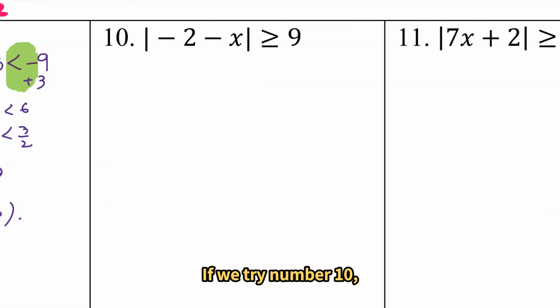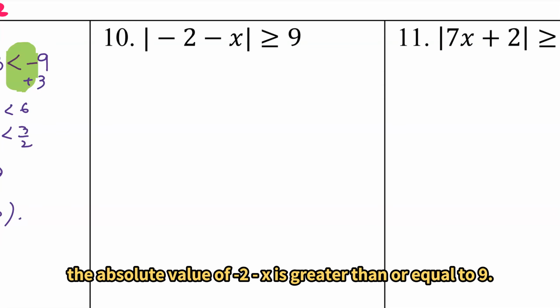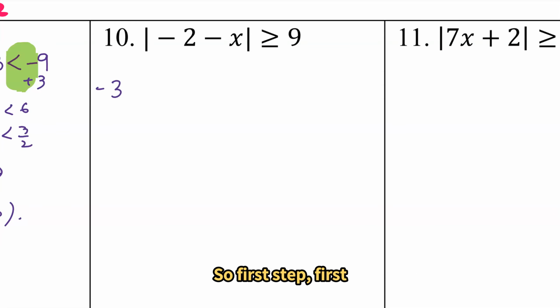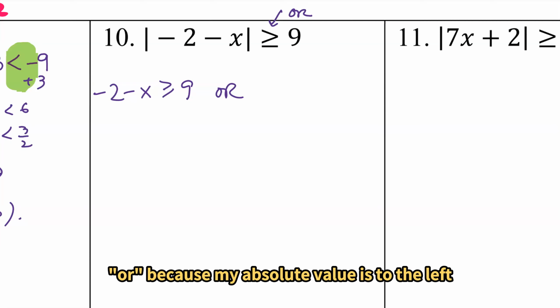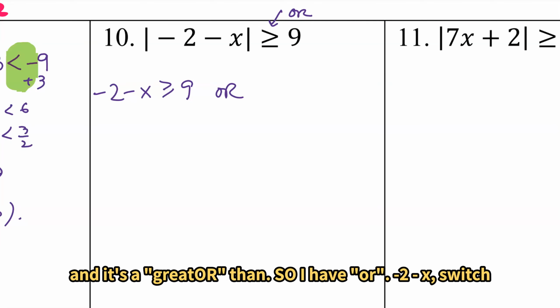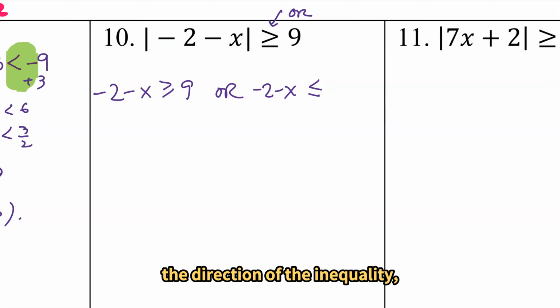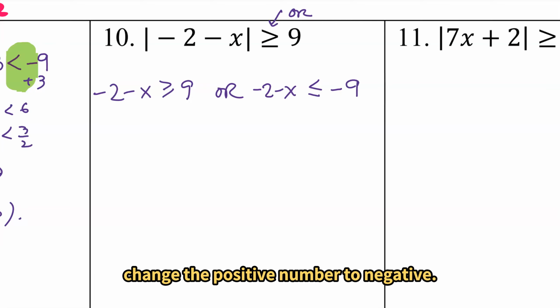If we try number 10, the absolute value of negative 2 minus x is greater than or equal to 9. So first step is to copy it over, but leave out the absolute values. I know this is an or because my absolute value is to the left, and it's a greater than, so I have an or. Negative 2 minus x. Switch the direction of the inequality. Change the positive number to negative.